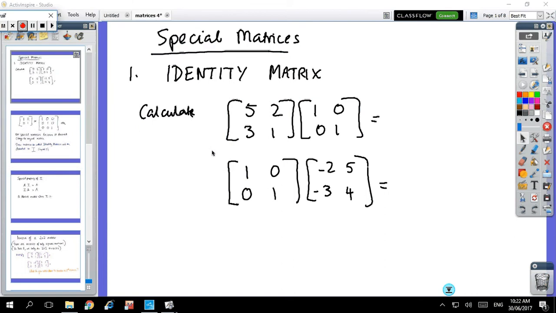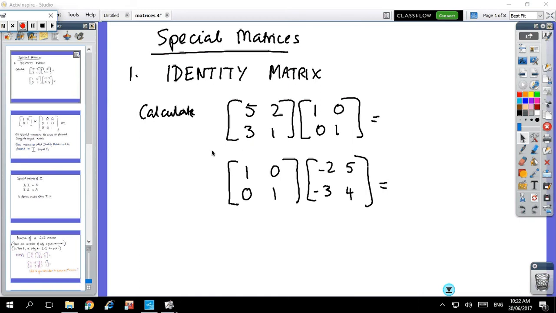Okay, so in this video we're going to be looking at two special matrices. One's called the identity matrix and one's called the inverse matrix. So what I want you to do is have a go at expanding those two 2x2 matrices and get your answer. So pause, and when you're ready come back live.